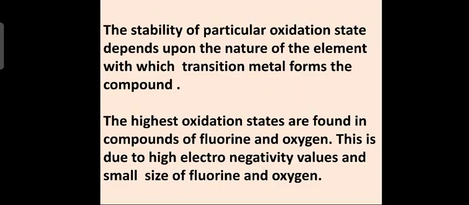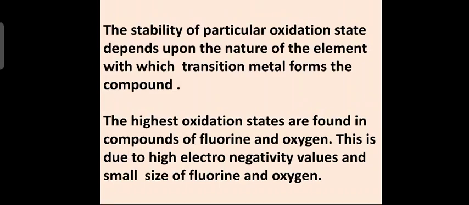So next slide. The stability of a particular oxidation state depends upon the nature of the element with which a transition metal forms the compound. So the stability of a particular oxidation state depends on what? Nature of the element, okay, with which a transition metal forms the compound. The highest oxidation states are found in compounds of fluorine and oxygen, okay. When a transition metal combines with fluorine and oxygen and forms the compound, then it shows the highest oxidation states.